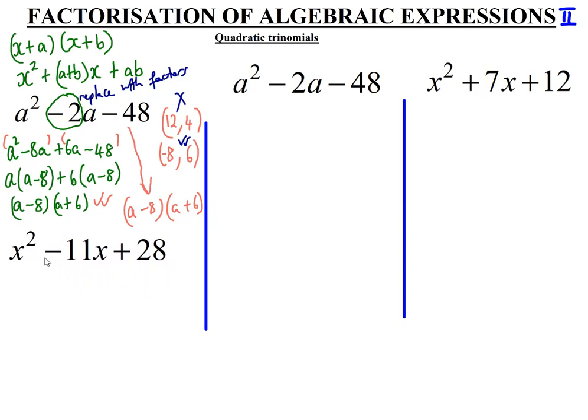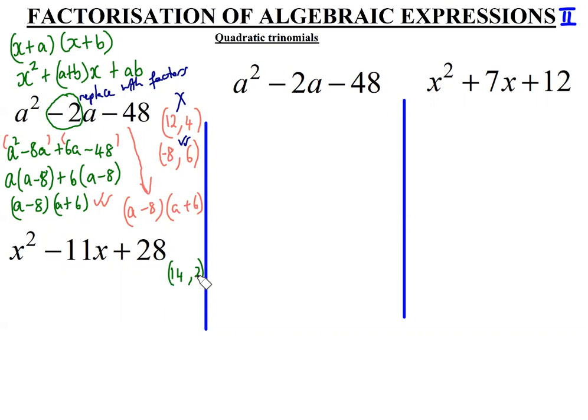We have x squared minus 11x plus 28. What are the factors that we have to think of for 28? We look for the factors of 28. Think about them. 7 goes into 28, so let's start with 14 times 2. So 14 and 2.